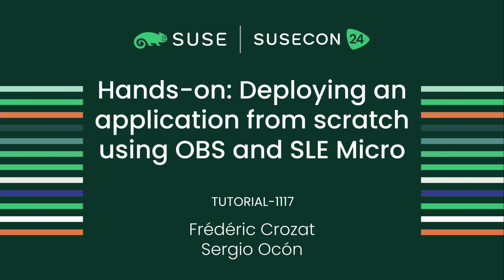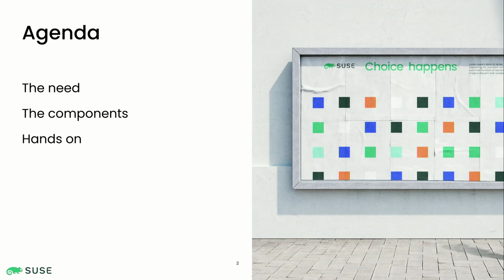So who was in our presentation yesterday? Who had the lucky thing? Okay, half of you. So you know everything about immutable systems. Great. Thank you. We are going to be talking about how to use.